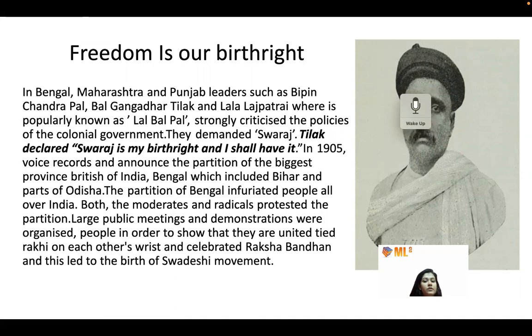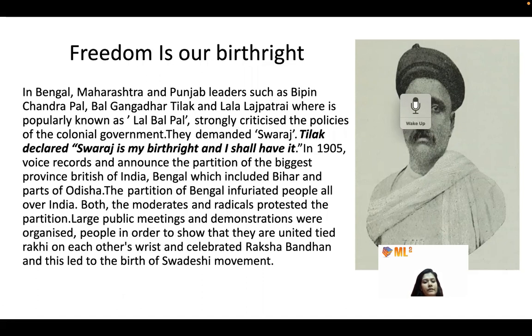Now, who said this? Bal Gangadhar Tilak. In Bengal, Maharashtra, and Punjab, leaders such as Bipin Chandra Pal, Bal Gangadhar Tilak, and Lala Lajpat Rai were popularly known as Lal Bal Pal. They strongly criticized the policies of the colonial government. They demanded Swaraj. Tilak declared, Swaraj is my birthright and I shall have it.